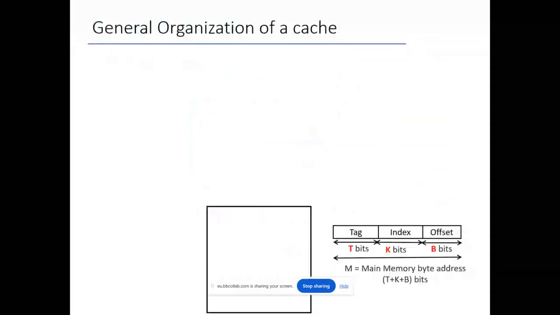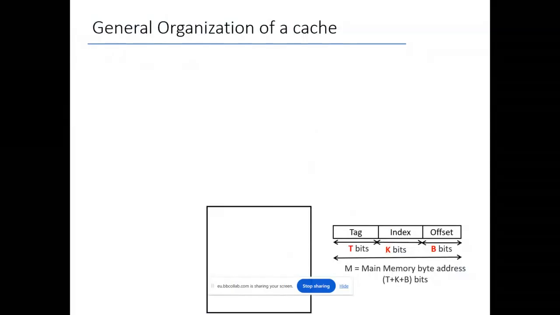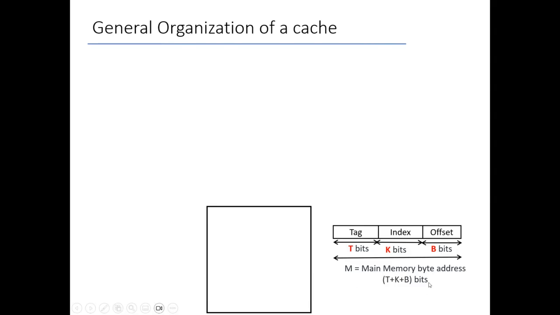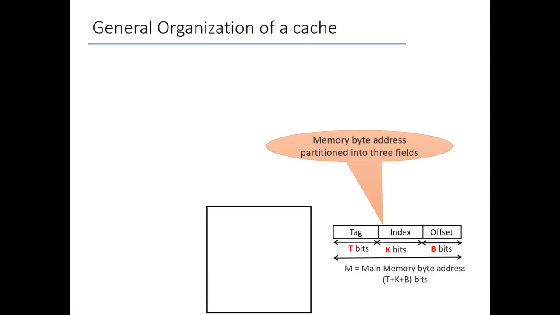Can you see the general organization of a cache? In the general organization of a cache, we can partition this main memory address field into 3 fields, namely the tag bits, then the index field, which is k bits, and the b bits. How many sets are there in the cache? How many sets should be there? 2 to the power k. Anyone? 2 to the power k.